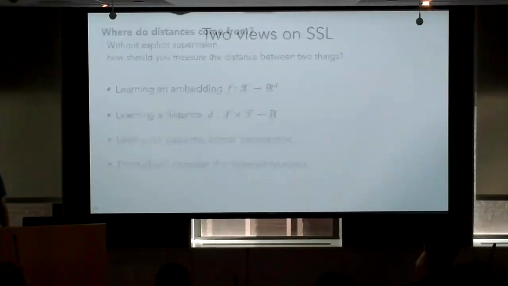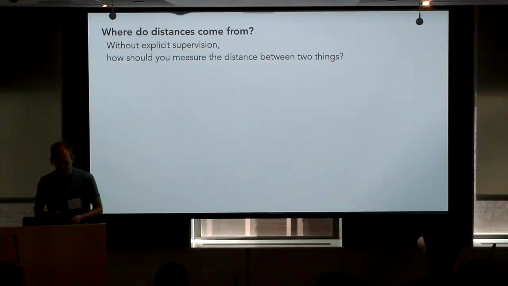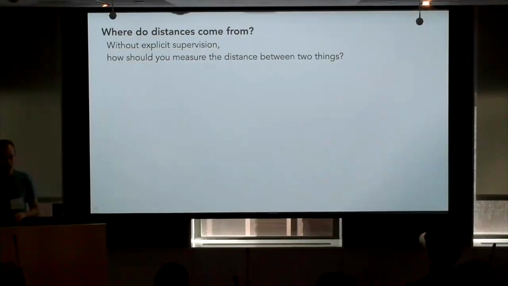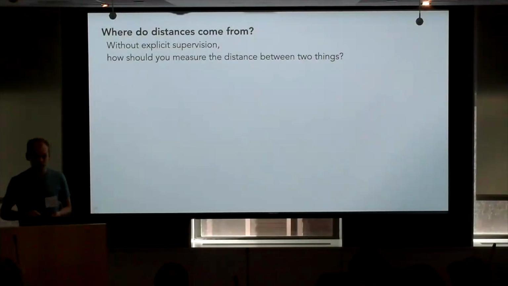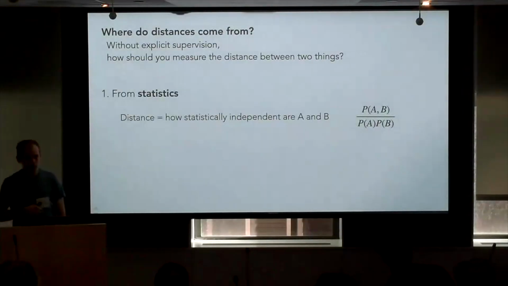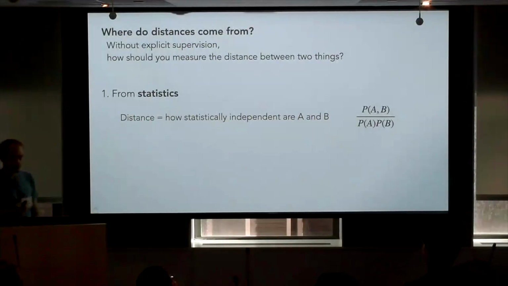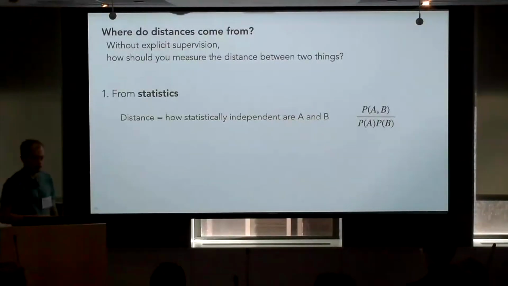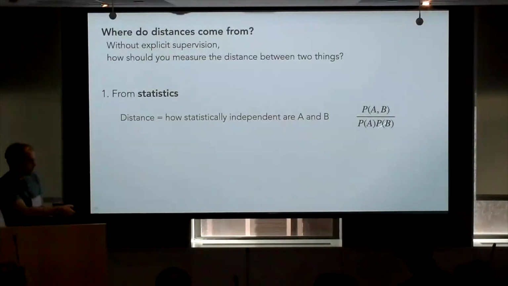Okay, so we're going to talk about distances. And the question is going to be, where do distances come from? Without explicit supervision, without somebody telling you the ground truth distance, how could you come up with a measure of distance between two complicated things? I'll give two answers, which correspond to two lines of work that we've been pursuing. One is that you can get distance from statistics. Distance could come from a measure of how statistically independent or associated two variables A and B are. The basic measure we'll use is this probability ratio: how often do things co-occur, divided by how often you'd expect them to co-occur if they were independent.